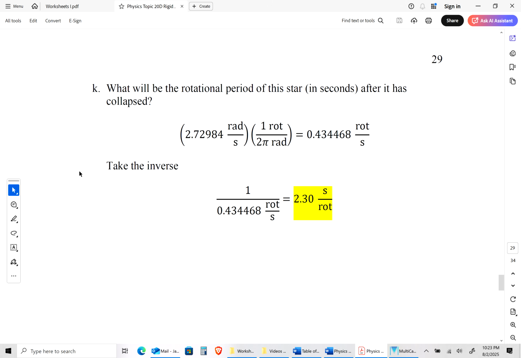Part K. What will be the rotational period of the star in seconds after it has collapsed? So we just want to convert it to seconds per rotation, because the units of period is time, and they want the period in seconds.